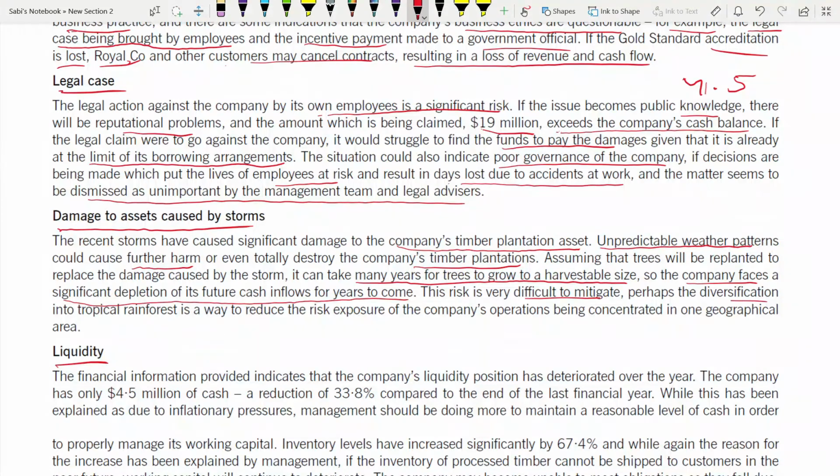Perhaps the diversification into tropical rainforest is a way to reduce the risk exposure of the company's operations being concentrated in one geographical area. So they are linking this to what? That if you diversify into tropical rainforest, you can reduce the risk rather than relying on one. You're now spreading your risk. Okay, because now you are just on one geographical area. If you go to other areas, you are diversifying your risk. So in that way, you can reduce the risk exposure.